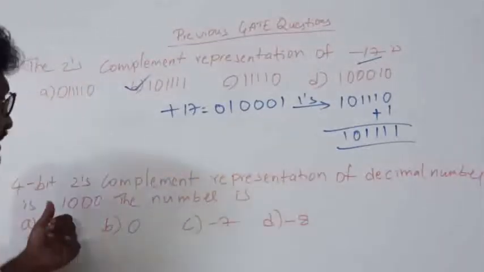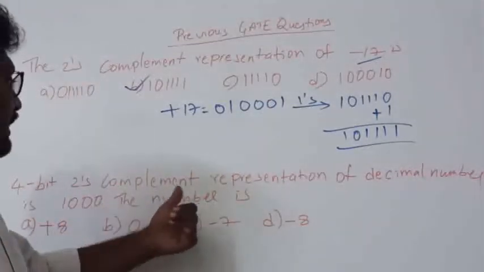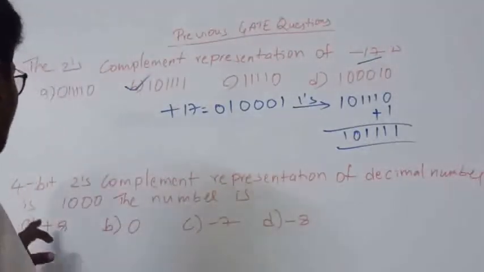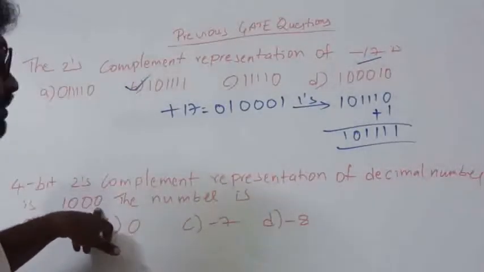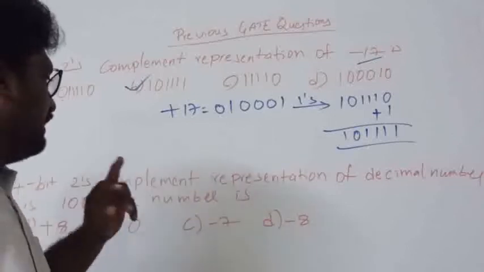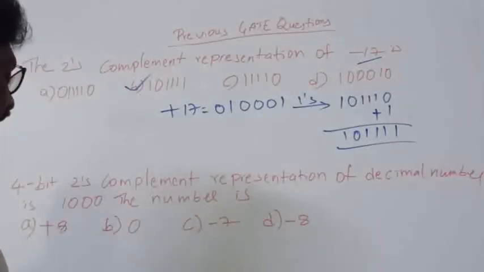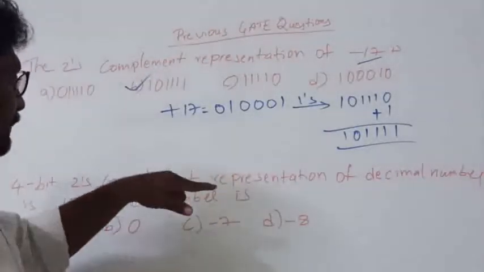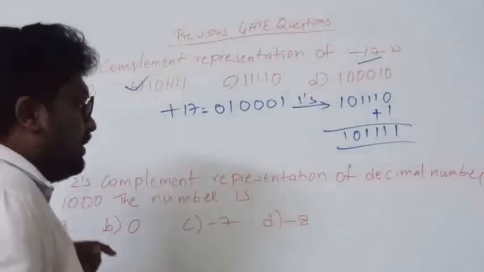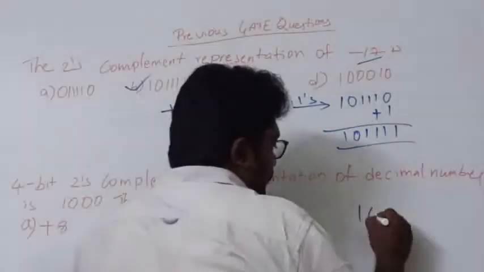So our next question is: the 4-bit 2's complement representation of a decimal number is 1000. The options given are plus 8, 0, minus 7 and minus 8. So the 4-bit 2's complement representation of a decimal number is 1000.